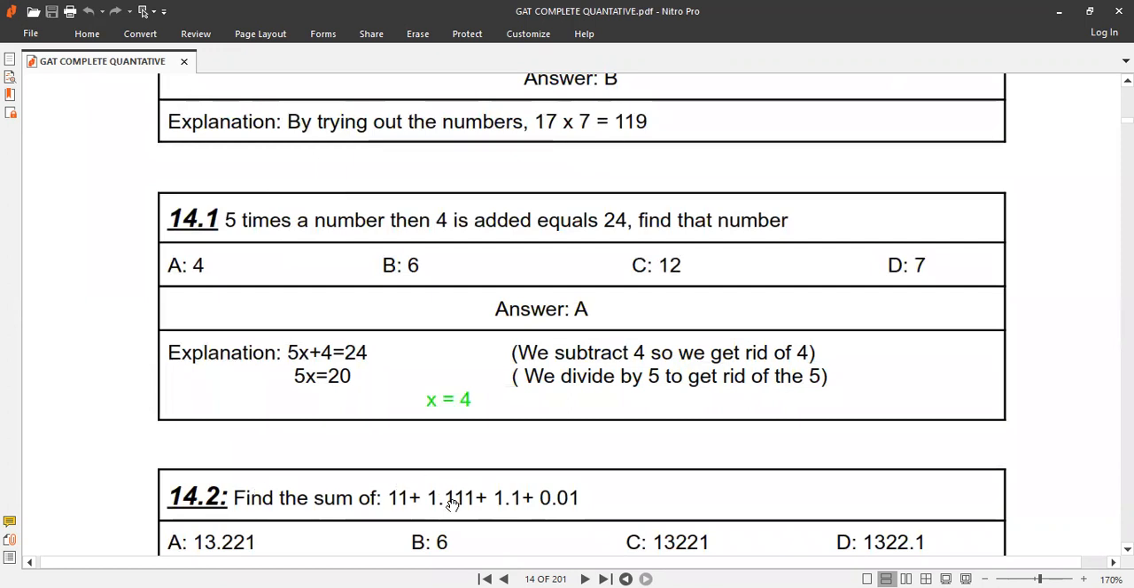Now find the sum. In these cases, we need to check if we can do it mentally. 11, 1 point something, 1 point something, 0.01. So the answer should be, look here, 11, 1, 1. So the answer should be about 13. Here, it will not be 6. It will not be 13,000 something or 1,300. So the answer is A directly without any calculations. But for another question of this kind, we can do long addition.